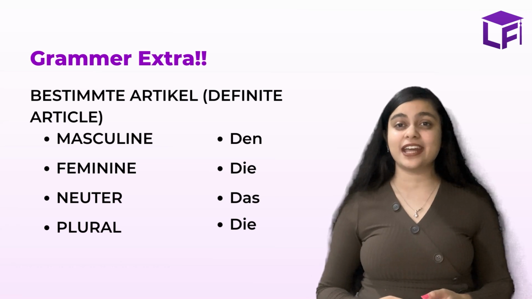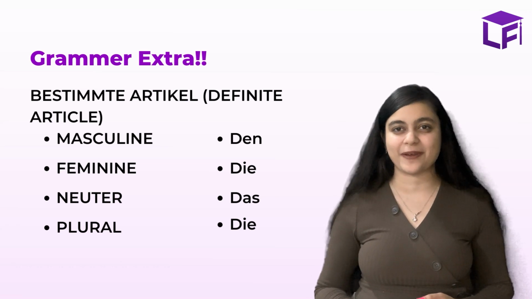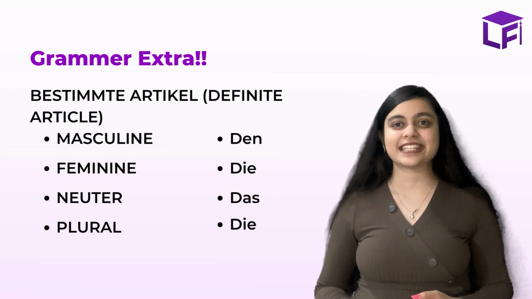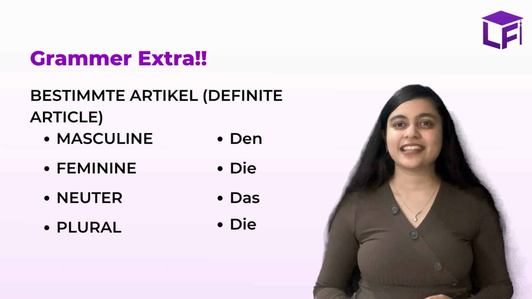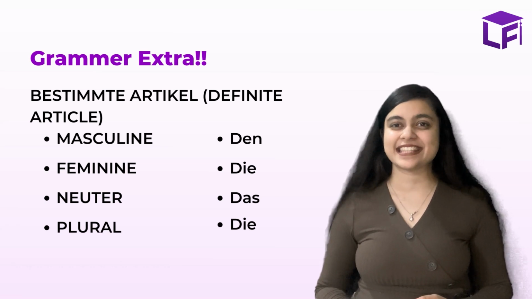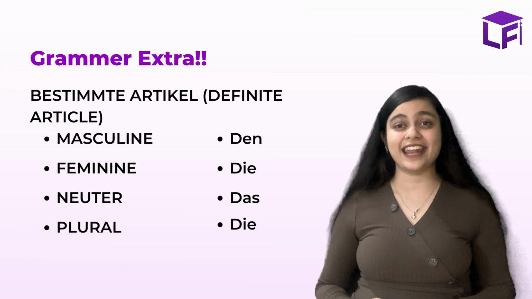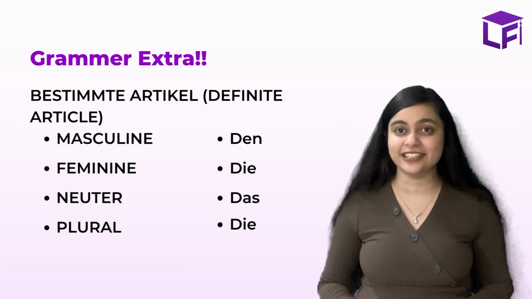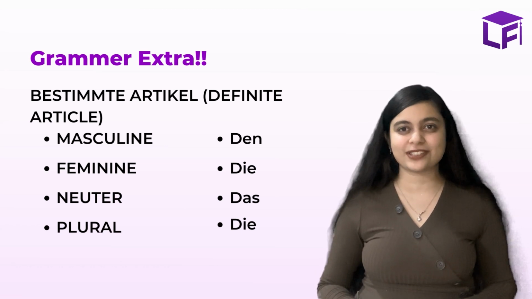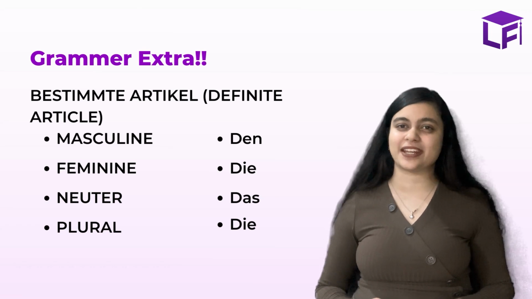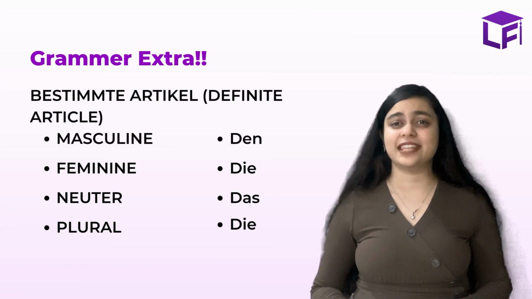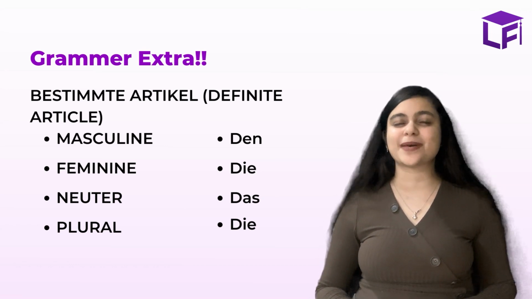So now let's move ahead and understand which articles come for the feminine one. For feminine, the article in accusative bestimmte case is die. Die. Then, coming on to the neuter article, the article becomes das. Das. Alright. Next, we have the plural article. So, the plural bestimmte article for the accusative case is also die, which is similar to the feminine article. Okay? With that understood, let us understand this a bit better through the help of some sentences.